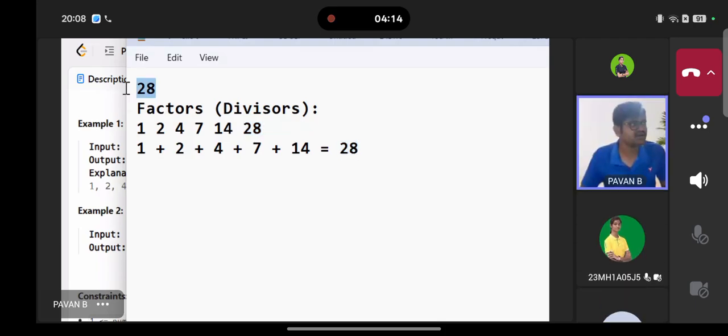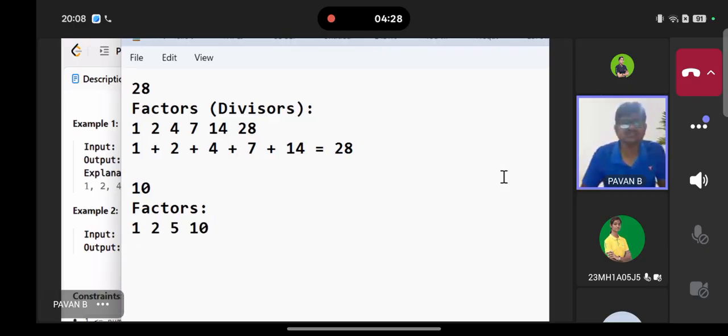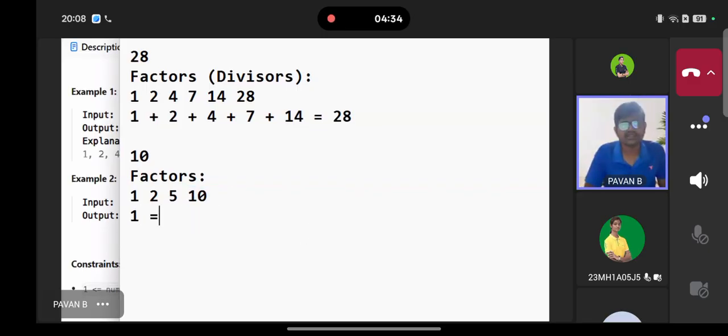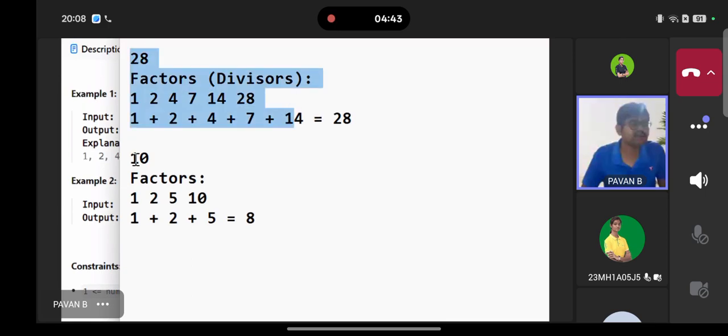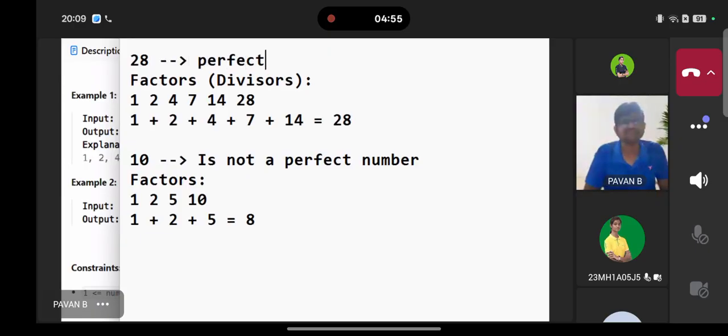See, the actual number is 28, right? And this result is also 28. Now this kind of number is called a perfect number. Now this might not be true for all numbers. For instance, if you take 10, we know the factors of 10, right? That is 1, 2, 5, 10. Now if you add all the factors except 10, what would that be? That's 1 plus 2 plus 5, that is 8. Now you can see, if you apply the same logic on 10, it's not giving you 10 again, it's giving 8. So you cannot call 10 perfect. So 10 is not a perfect number. But 28 is a perfect number.